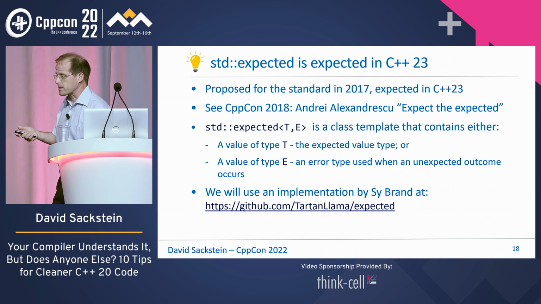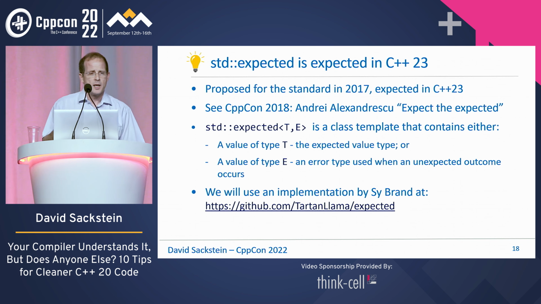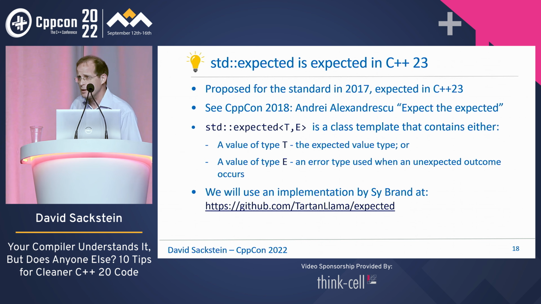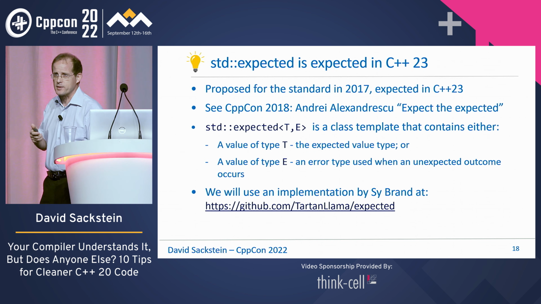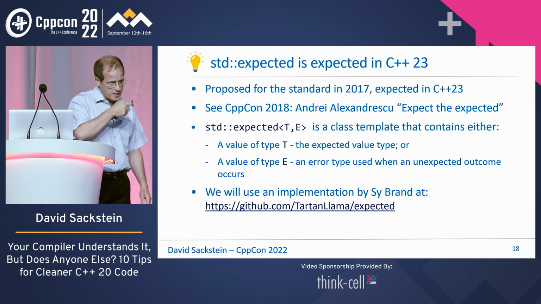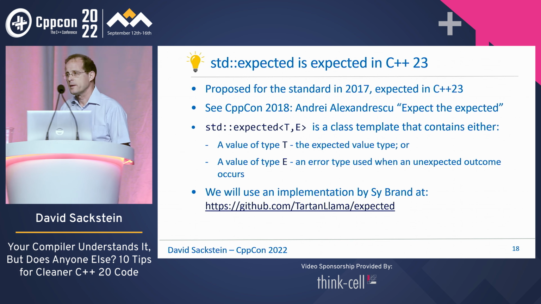So std::expected has been around for a long time. It was originally proposed, I believe, by Andrei Alexandrescu in 2012. It became a proposal in 2017, and I believe it will be accepted by the Standard Committee for C++23. What is std::expected?